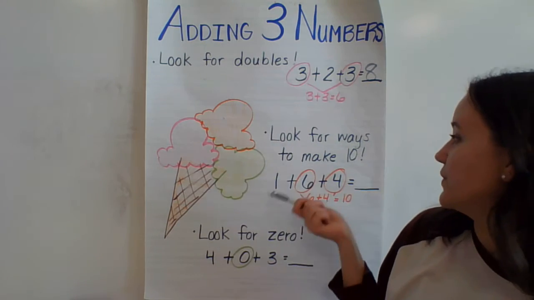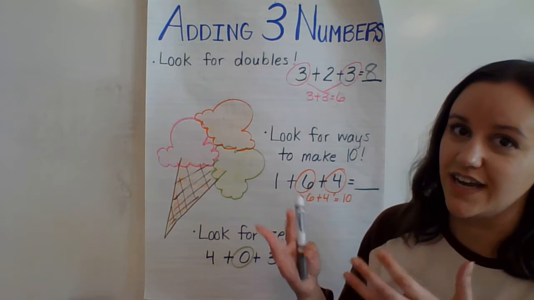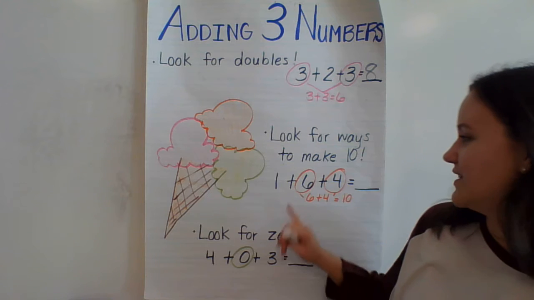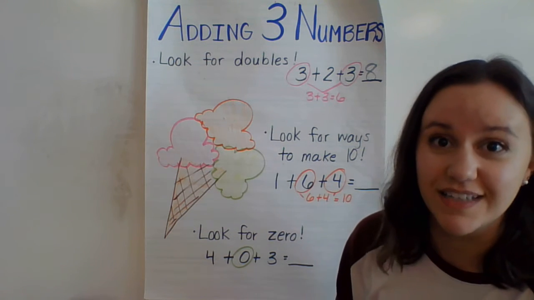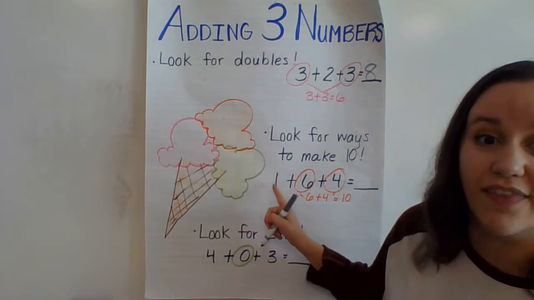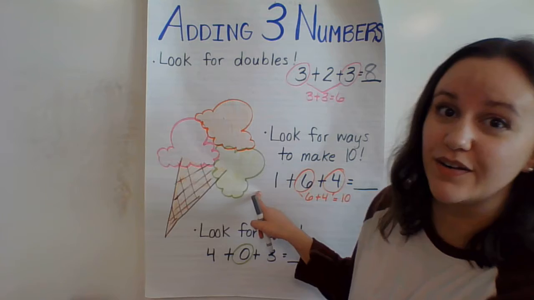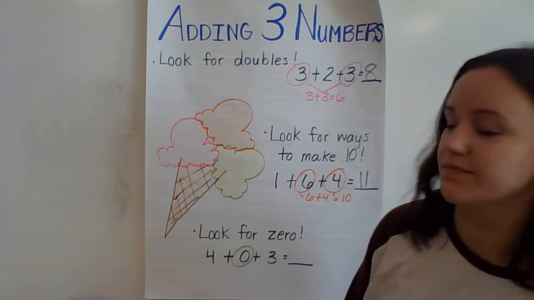I'm also looking for ways to make a 10. That's much easier to add single digit numbers to a 10. So in 1 plus 6 plus 4, I see 6 plus 4, that equals a 10. 6 plus 4 equals 10, and then I'll have to add on that 1. Don't forget to add that number that you haven't added yet. 10 plus 1 equals 11.